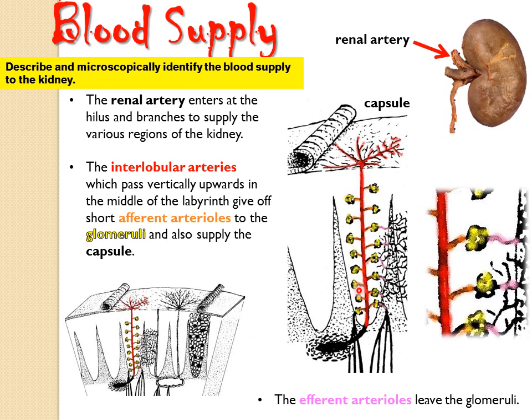So between each of these medullary rays, you have an interlobular artery. Inter is in between these lobules. And coming off there, you have your afferent arterioles. Each afferent arteriole will then go and form the glomerulus, which is associated with Bowman's capsule, and then it will exit as the efferent arteriole.